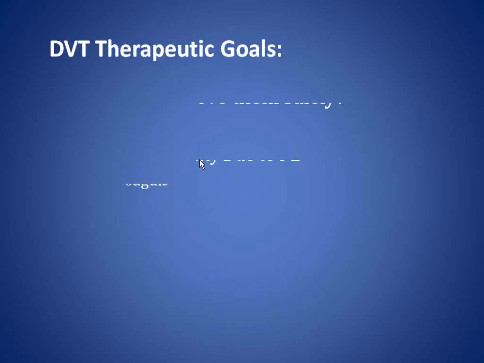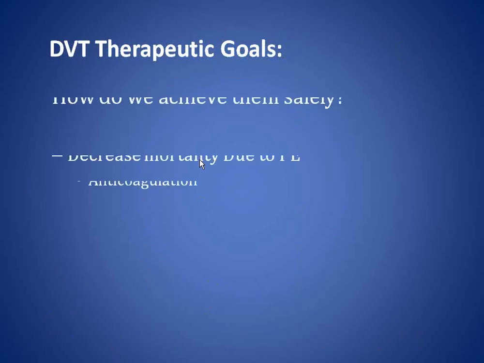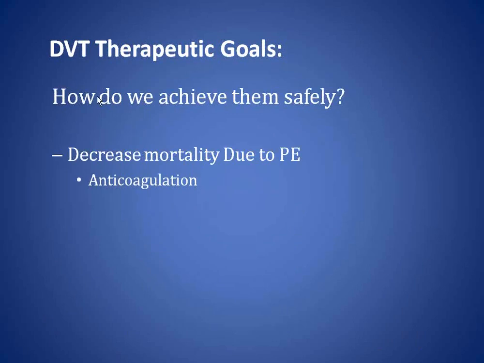So it's not for everybody, but what are we trying to accomplish when we treat DVT? We want to achieve it safely. We want to decrease the mortality due to PE. So we want to anticoagulate people. If they have a central clot, maybe we want to put in a filter.